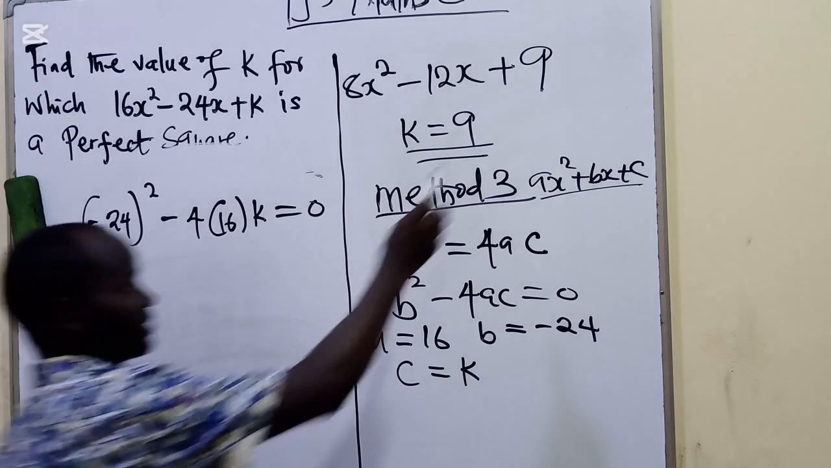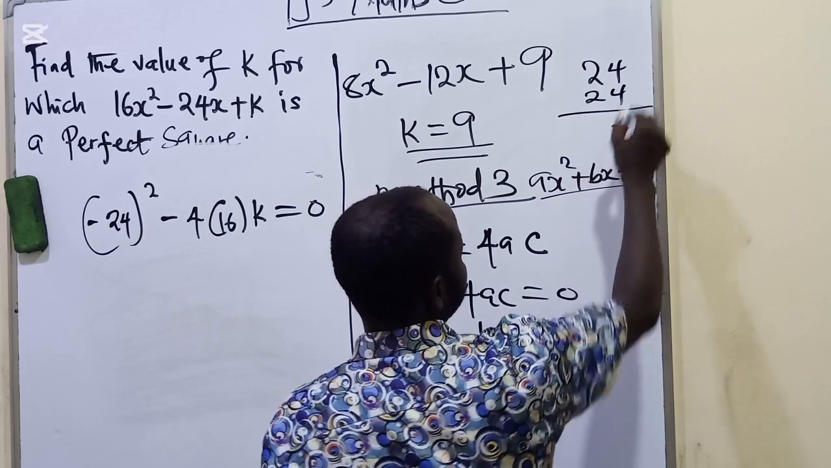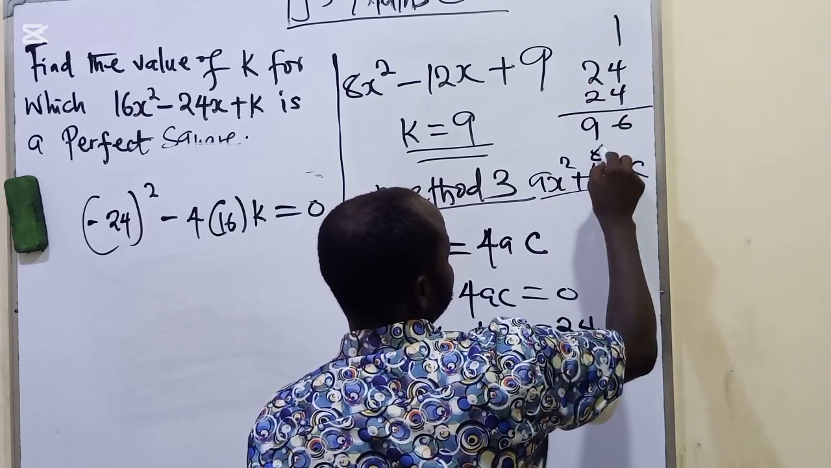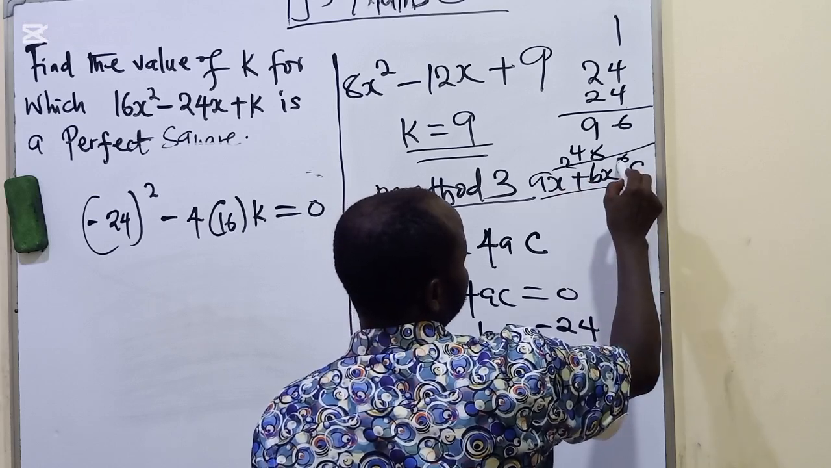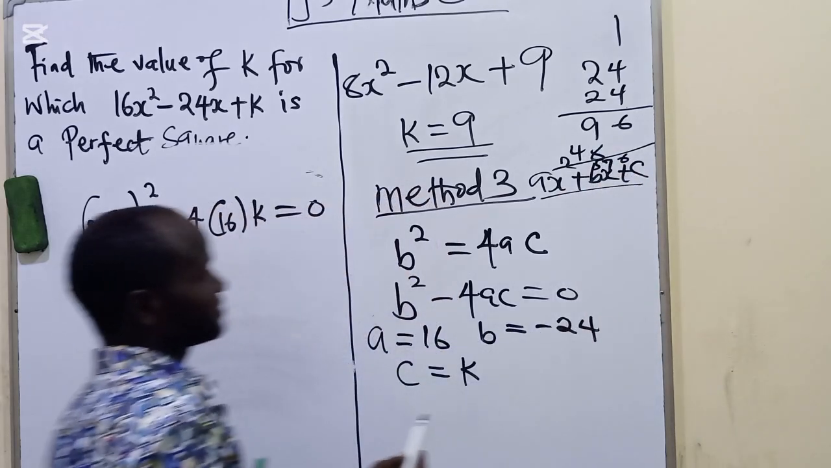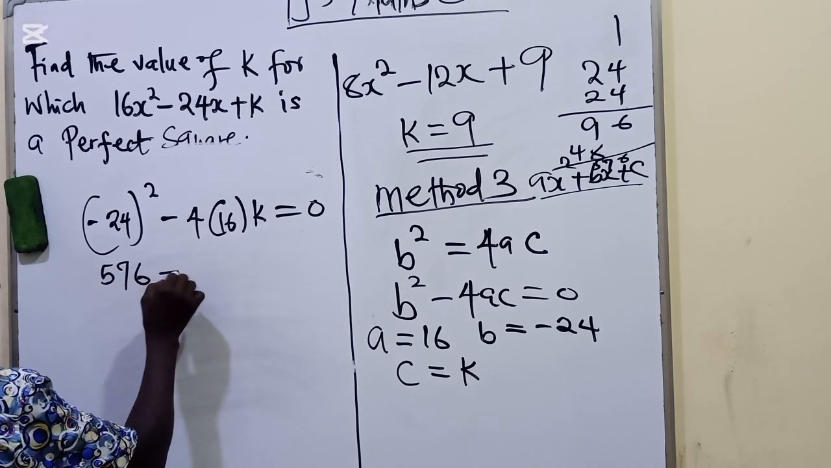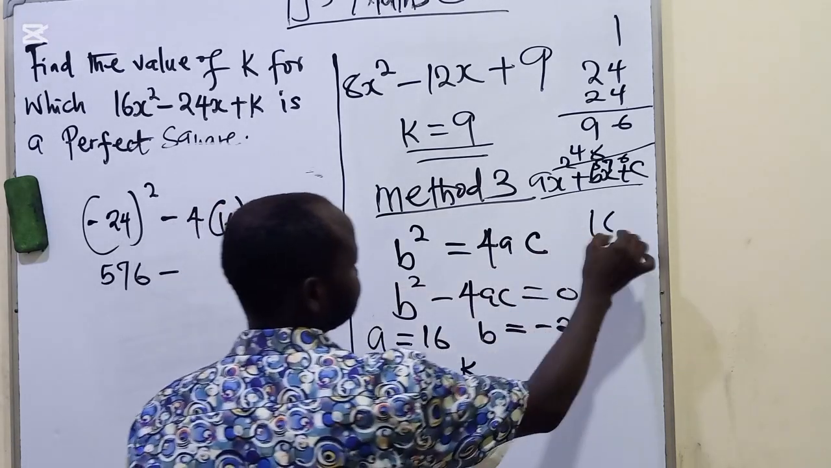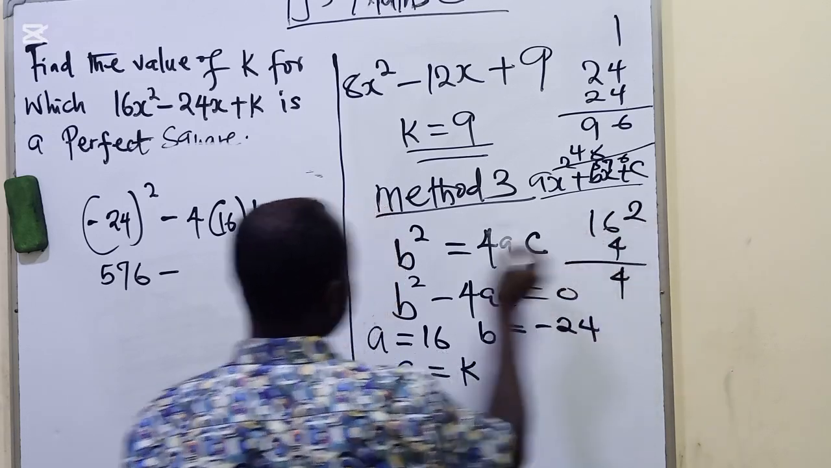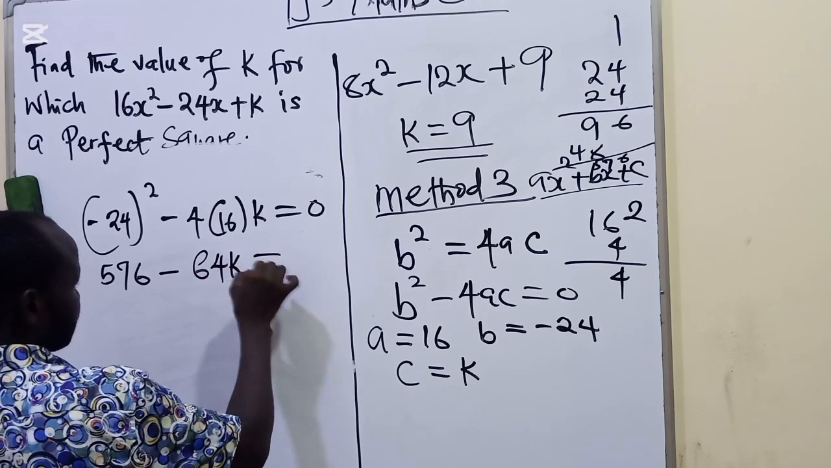Very important. 24 times 24. Let's do it here. What are we going to get? This is 16 carry 1. This is 8 plus 1, 9. This is 8 and this is 4. This will be 6. This is 7 carry 1. That will be 5, 7, 6. So we have 5, 7, 6 minus 16 times 4. This is 24. That's 4 carry 2. That will be 64. That will be 64k, which is equals to 0.